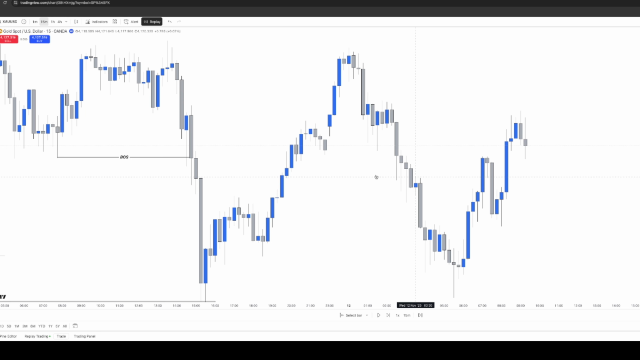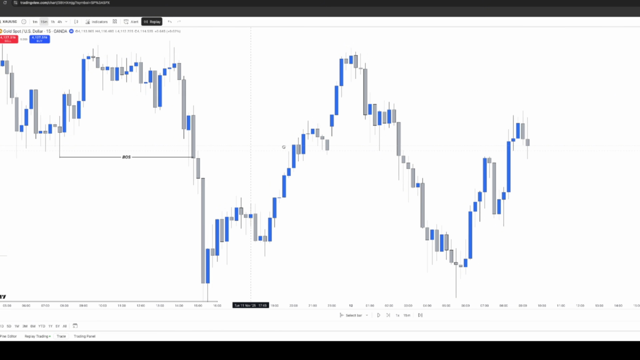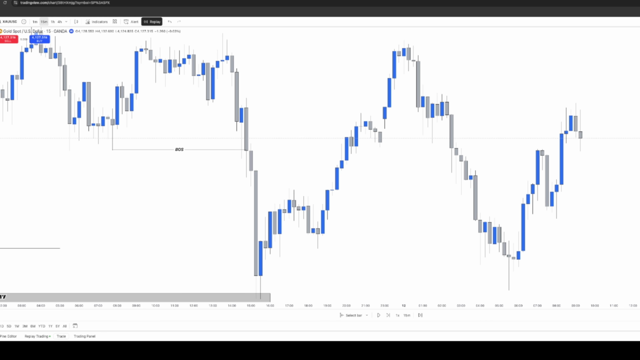Now, what are we going to mark? We are going to mark the BOSs showing us where the direction of the market is now heading. The first thing we can see here is a break of structure around here. Now, this was a break of structure to the higher highs until the market tapped this order block and failed to break the higher high and then dropped.